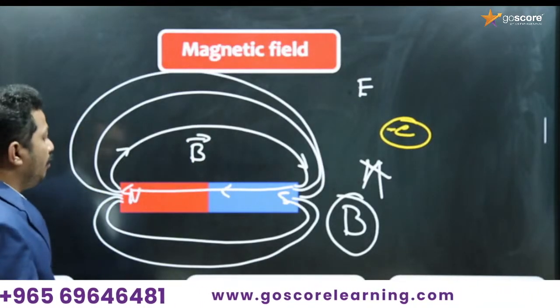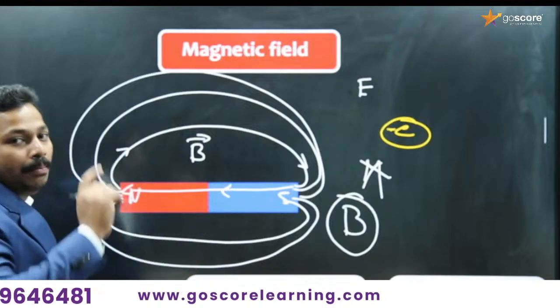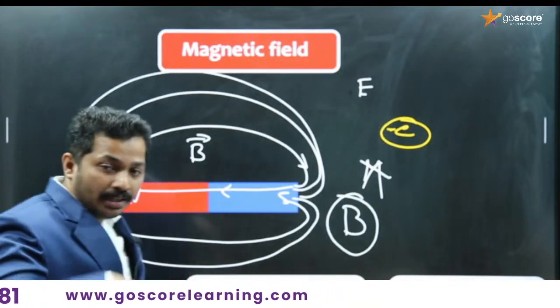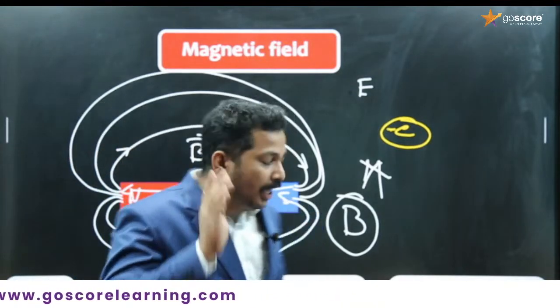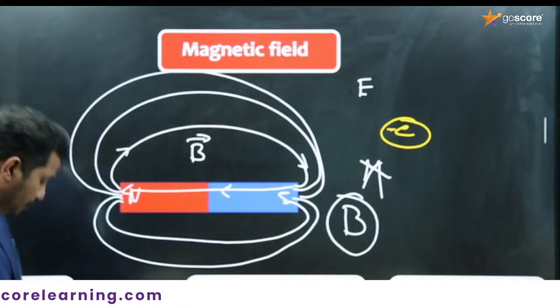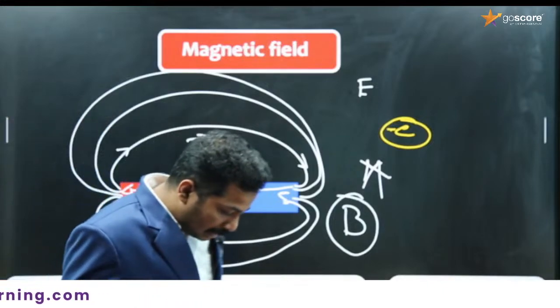So magnetic field is a region around a magnet in which its influence can be felt, and it is denoted by the letter B.